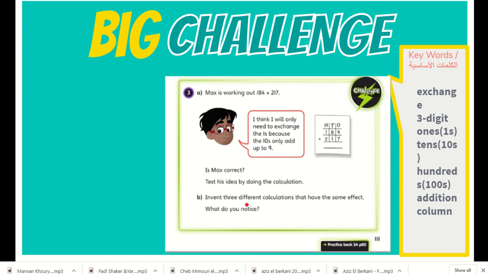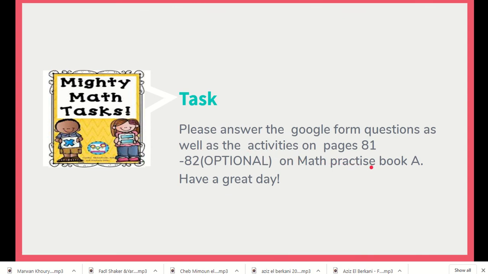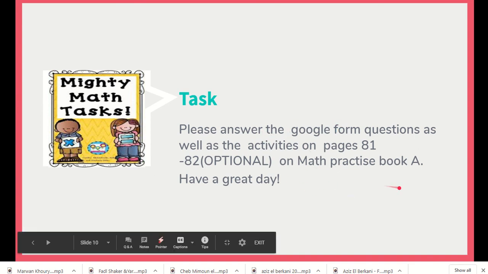Okay? That's all for today. Now please don't forget to answer the Google Form questions as well as the activities on pages 81 and 82. So the activities on page 82 are always optional, as they are slightly more challenging. So you find these activities in your math practice book A.